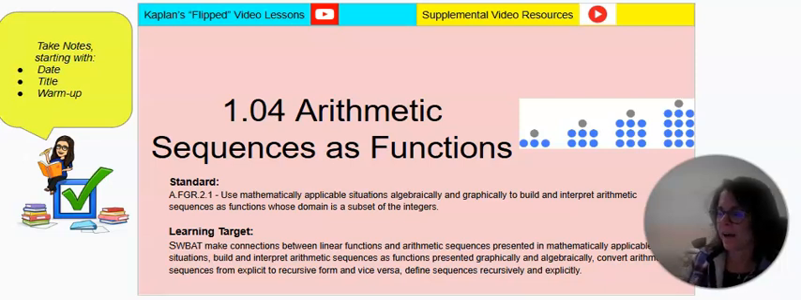For this lesson on arithmetic sequences as functions, I'm going to go over the lesson and make sure you get the notes, but most of the practice we'll do together in class.